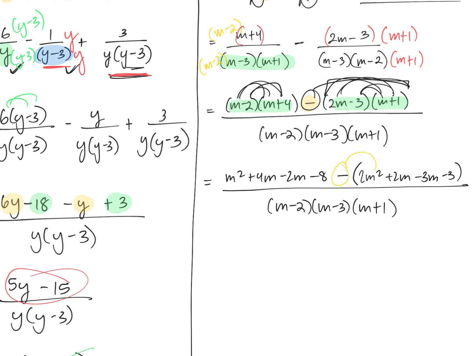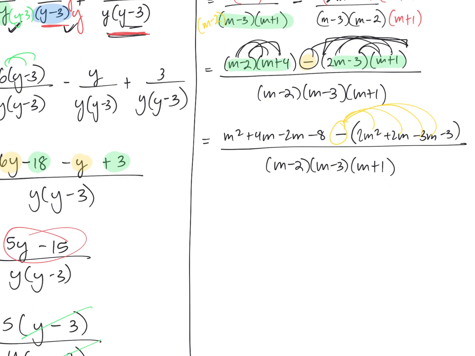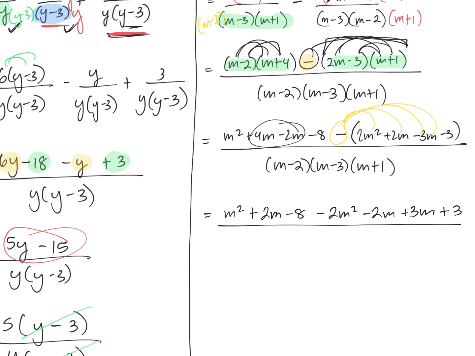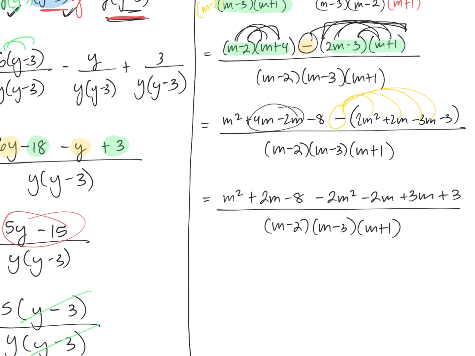Alright, let's go ahead and distribute that negative. And then we have m squared plus, we'll go ahead and combine those two. That'll be 2m minus 8. And then distributing that negative, we have minus 2m squared minus 2m plus 3m plus 3, all divided by m minus 2 times m minus 3 times m plus 1.